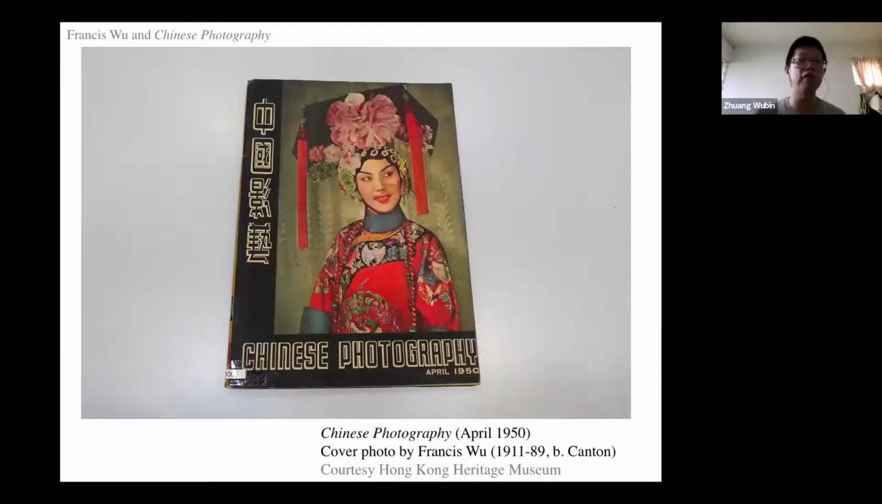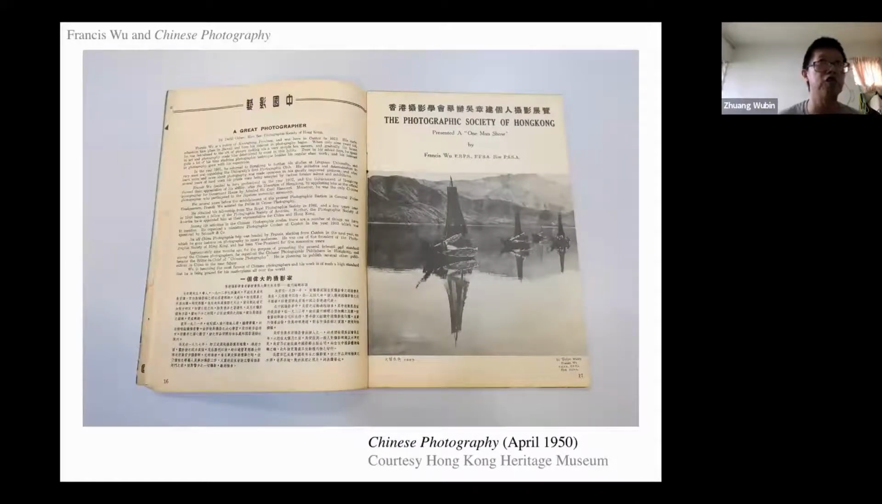Let me come back and speak very quickly about Chinese Photography. I'll only say something very briefly. The main figurehead for Chinese Photography was Francis Wu. As you can see from the title itself, the periodical tried to speak on behalf of Chinese photographers, and it was actually a largely bilingual publication. We can sense a certain ambition in such a publication.